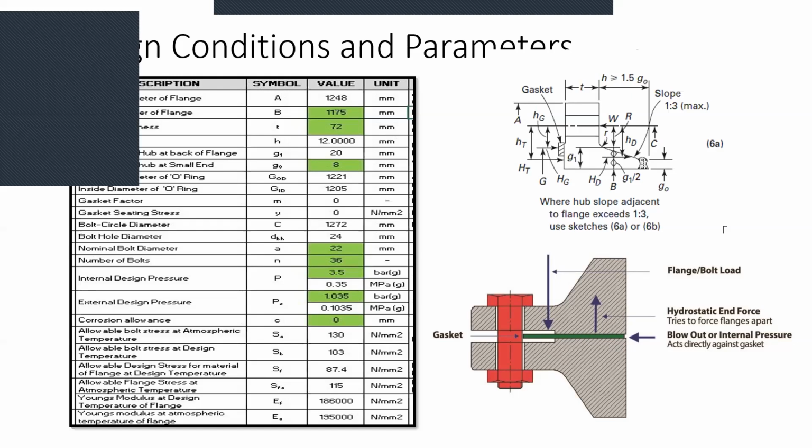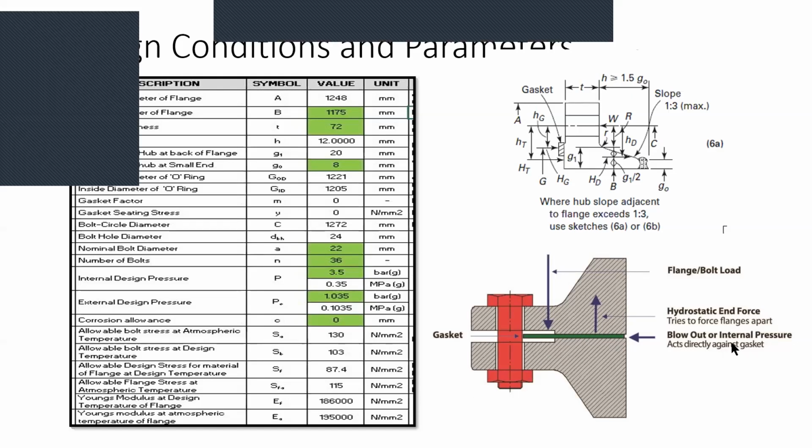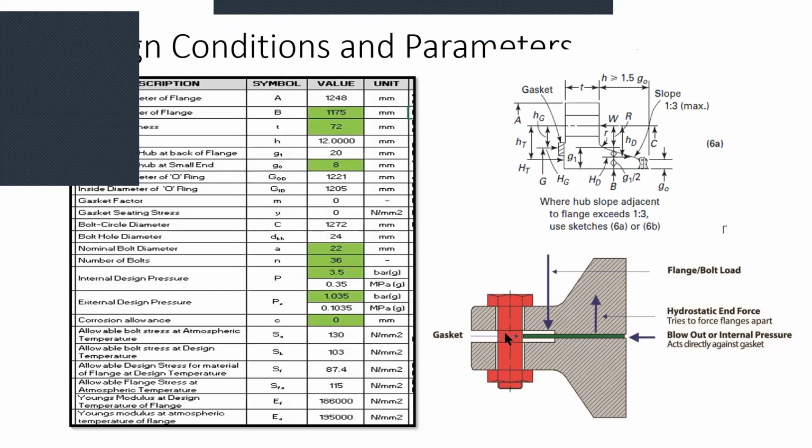The second load is the blowout pressure. The blowout pressure is basically the internal pressure which is applied onto the gasket and tries to blow it out of the flange. And if the gasket does not have enough compression load, the gasket may blow out, and there might be a leakage of the fluid which is flowing through the flange. The third force is the hydrostatic end force, which is basically the force reaction of the internal pressure onto the thickness of the flange, right?